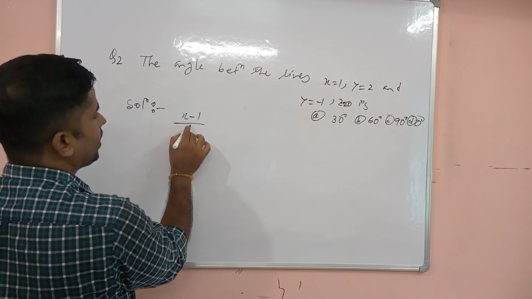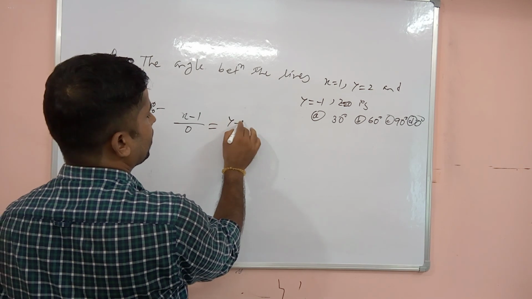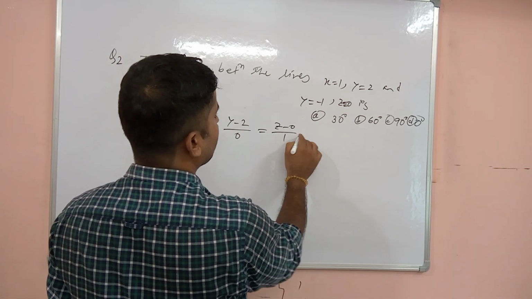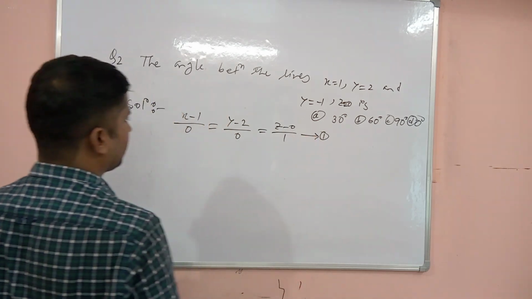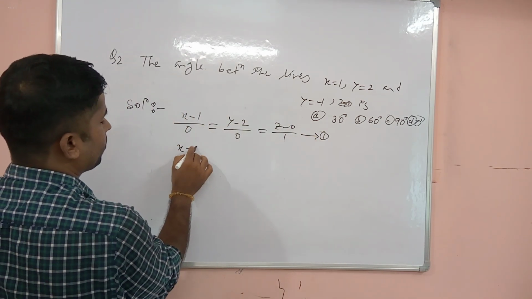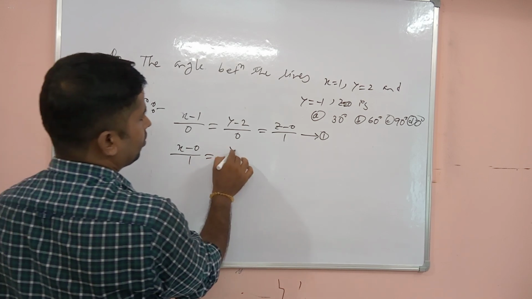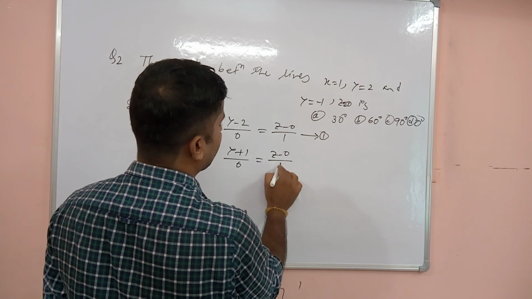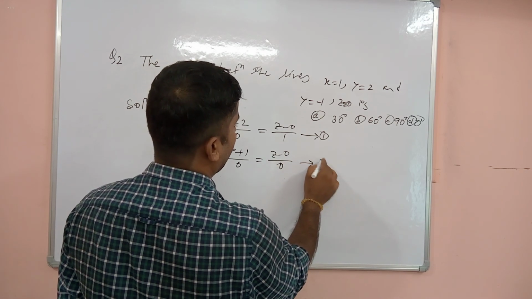x minus 1 by 0, y minus 2 by 0 is equal to z minus 0 by 1. So it is equation 1. And as x is absent, it will be x minus 0 by 1, y plus 1 by 0 is equal to z minus 0 by 0. It is equation 2.